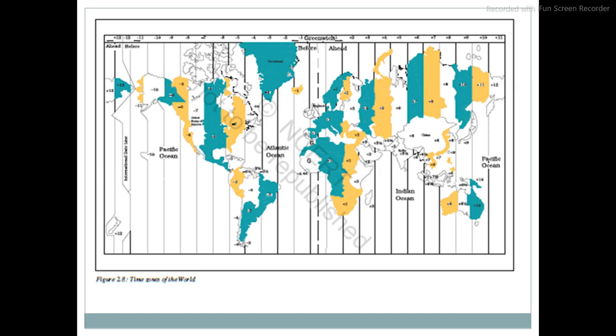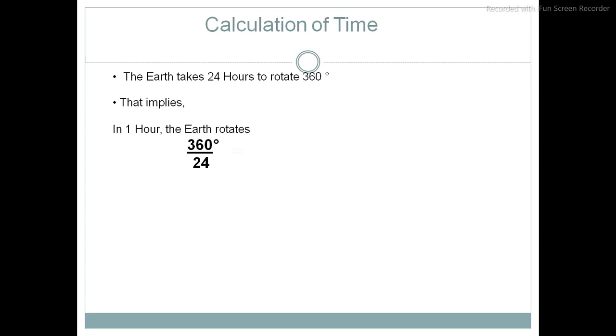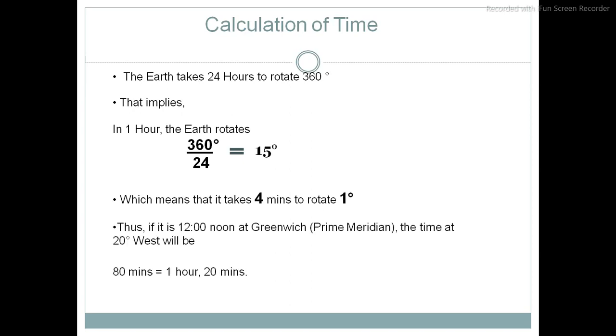Now we are going to see the calculation of time. Cadets, these points are very important. Please observe clearly. First, the earth takes 24 hours to rotate 360 degrees. You will need this point very much. So that implies the time for 1 hour of the earth's rotation.